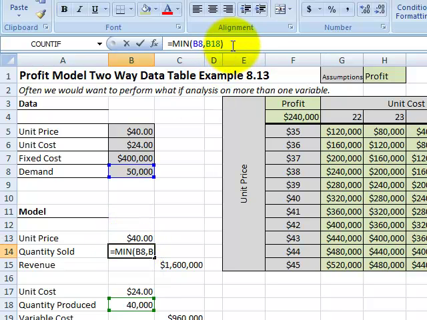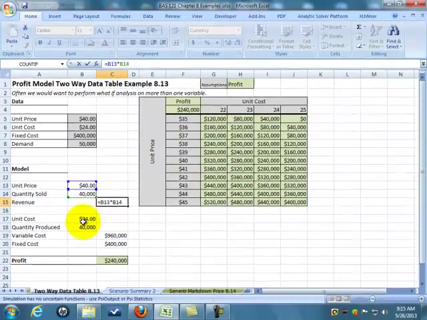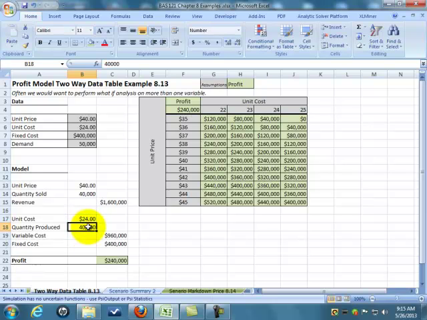Our quantity sold, remember, in this model is the minimum between the quantity produced and demand. So I can't sell more than what my demand is, and I can't sell more than what I produce. So that's why that's the quantity sold. And the revenue in this model is simply the unit price times the quantity sold. Down here I have my unit costs, my quantity produced, which is an assumption in this model.